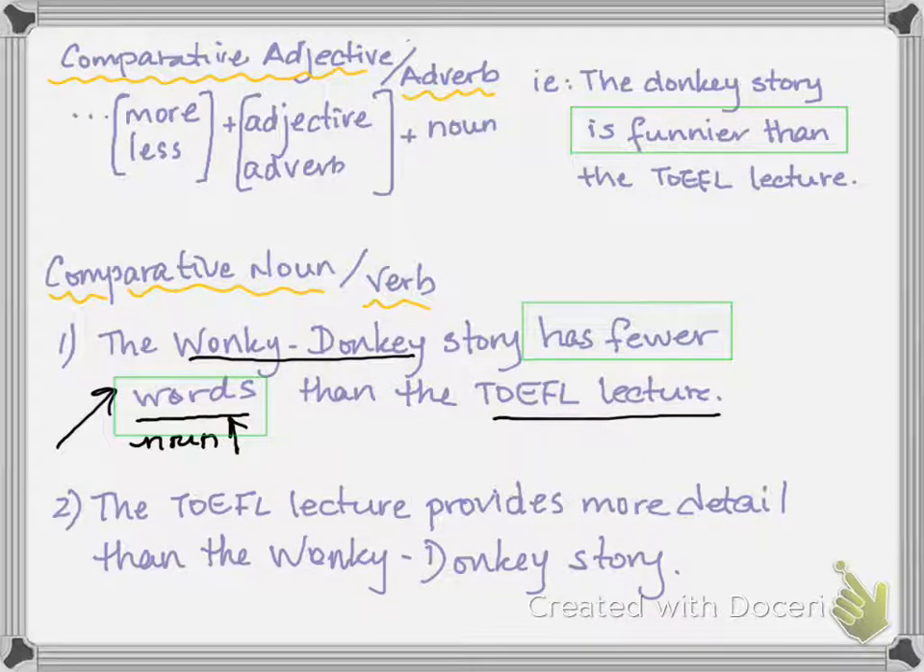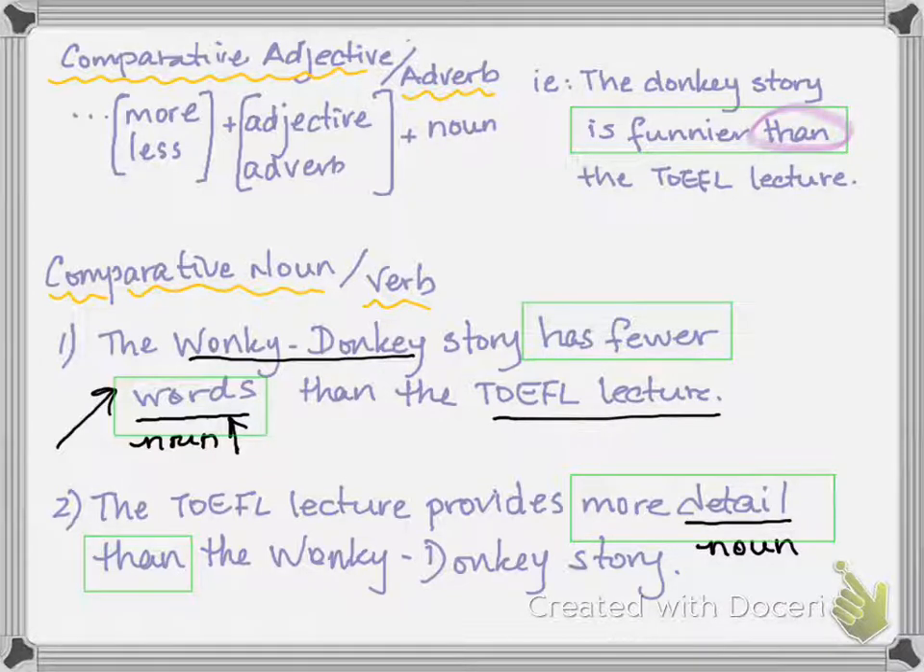Let's look at another example below in number 2. The TOEFL lecture provides more detail than the Wonky Donkey story. What kind of word is detail? Yeah, you're right. It's another noun. And again, we have that structure of comparative language. You're always going to see these words like than. Let's circle that part too. So than is a common element in those comparative sentences, and those are things that you already know.